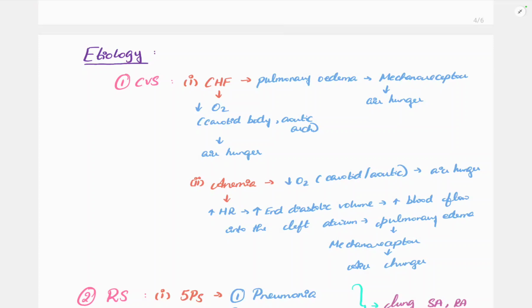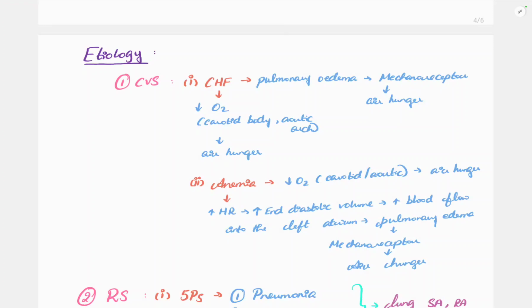So anemia is reduced oxygen carrying capacity of the RBCs. So if there is a decrease in oxygen, it is going to be detected by the carotid body or in the aortic arch. So that is going to send signals to the brainstem. Similarly, in anemia, commonly there is an increase in heart rate. If there is an increase in heart rate, what happens? There is increase in end diastolic volume.